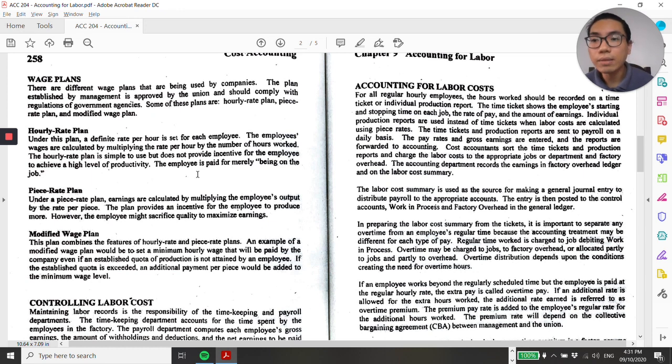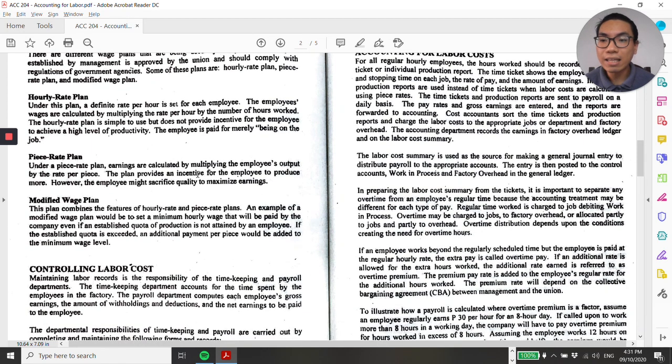And then for the piece rate plan, so under a piece rate plan, earnings are calculated by multiplying the employee's output by the rate per piece. So for the piece rate plan, ang keynote natin dito is that output-based siya. So lahat ng productive hours, lahat yung based on the hourly rate plan of the employee, kung ano yung basic salary niya talaga, you'll get the direct labor by multiplying it to the number of output na maproproduce niya.